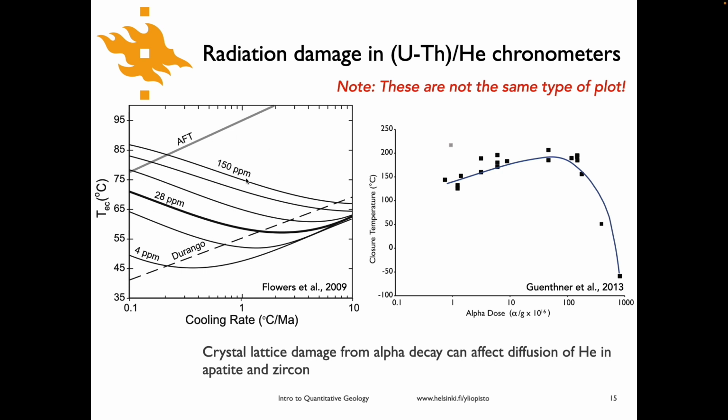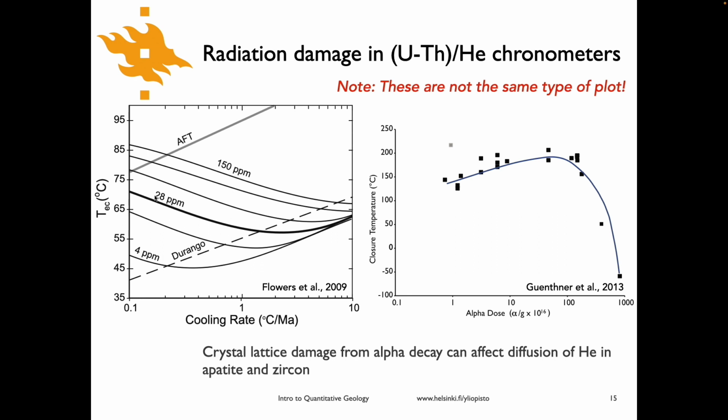So this is for apatite. And this is based on one of these radiation damage models, where as the cooling rate is increasing at a given concentration, this is 28 ppm for the parent isotope concentration, you see the effective closure temperature, which is on the vertical axis, going down as the cooling rate is going up, which is just the opposite of what the Dodson model would predict.